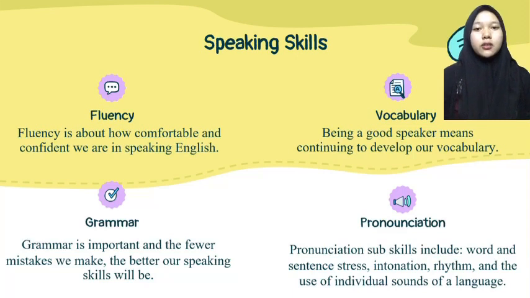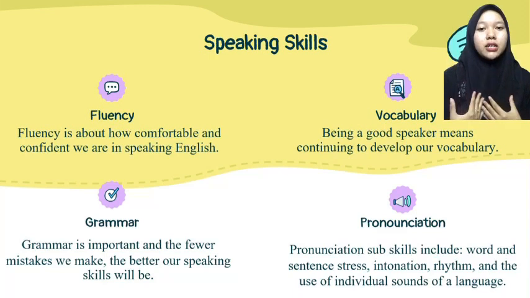Next is the four elements of speaking skills. First is fluency. Fluency is about how comfortable and confident we are in speaking English. If we can talk for a long time, it is a strong indicator of fluency. This skill means listeners can follow what we are saying and not get lost.